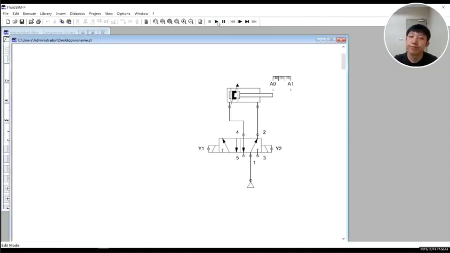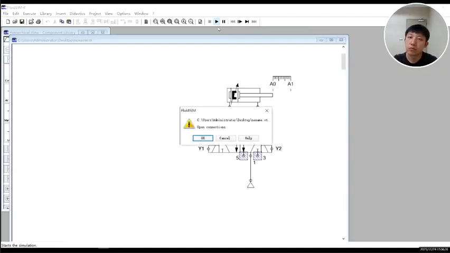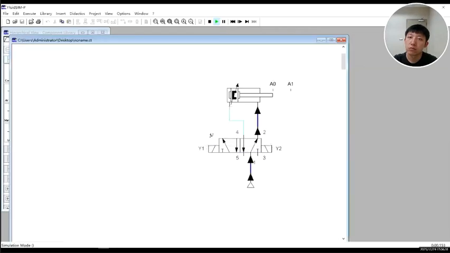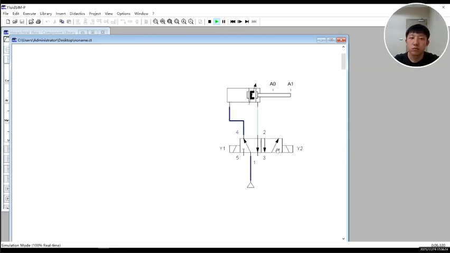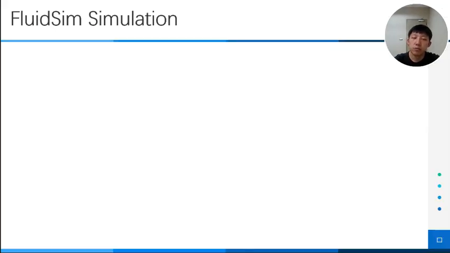Let's look. With this simulation, we can see the piston movement, solenoid valves' on or off state, and the timer line. We can check if the program works without real hardware.